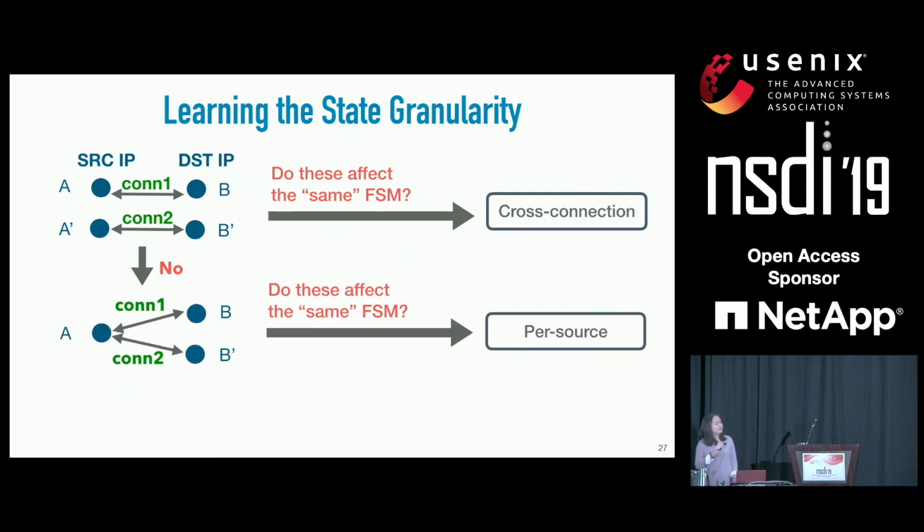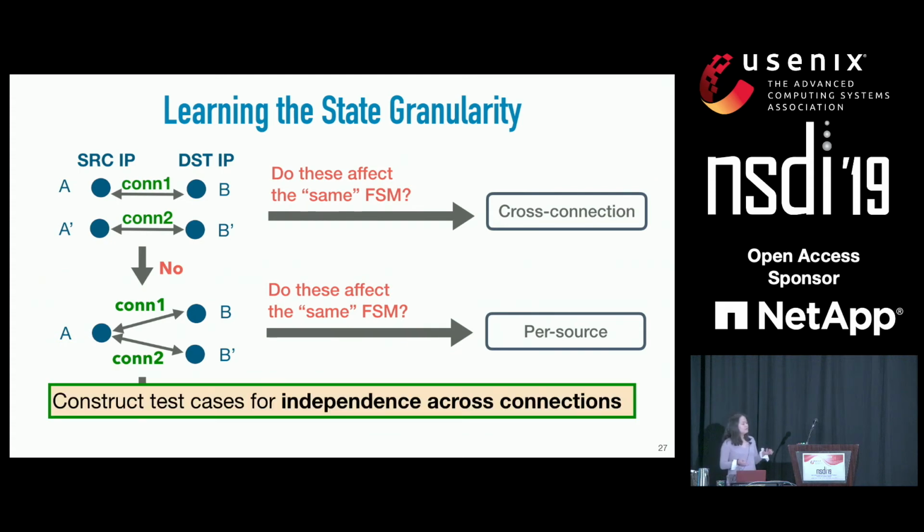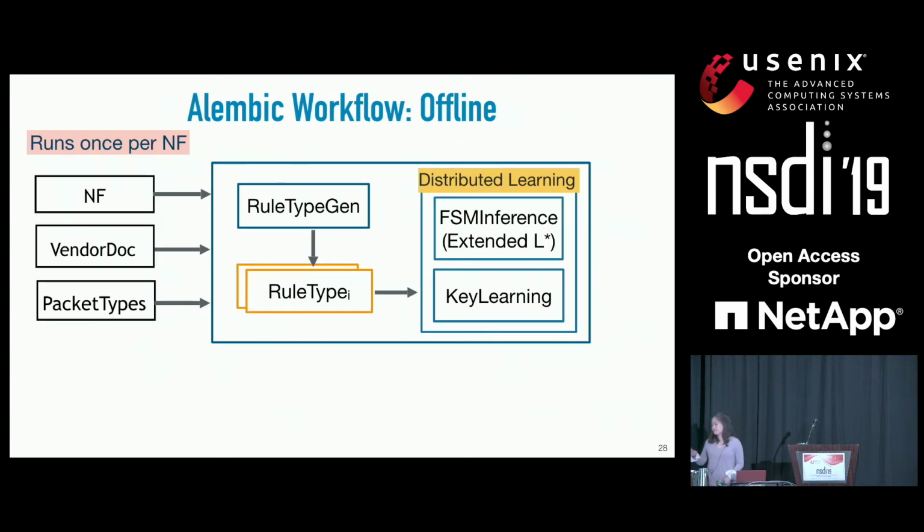If not, I do a similar test, but this time using the same source IP. If they affect the same FSM, it means the NF keeps per-source state. It could be keeping cross-connection state, but we already eliminated that choice from our prior decision-making process. So the high-level takeaway here is that we can use these independence assumptions across connections to construct test cases to distinguish different types. So far I showed you how to infer the symbolic FSM as well as infer the state granularity. That brings us to the final workflow.